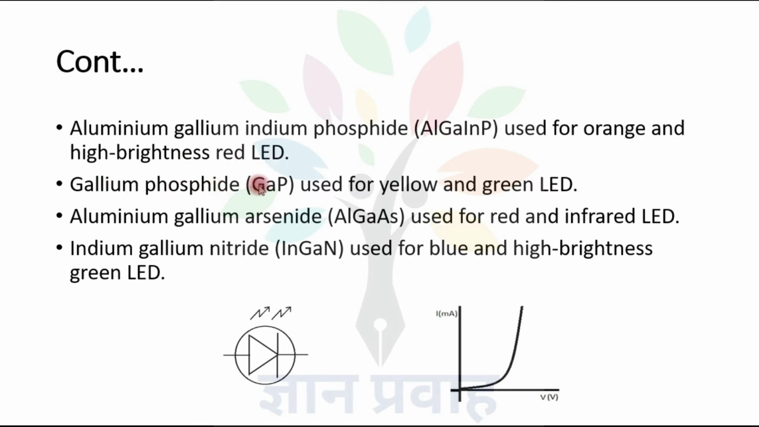Gallium phosphide or GaP. This compound semiconductor material is used for yellow and green LED. Aluminium gallium arsenide, AlGaAs. This compound semiconductor is used for making red and infrared LEDs. Indium gallium nitride, InGaN. This semiconductor compound material is used for blue and high brightness green LED.